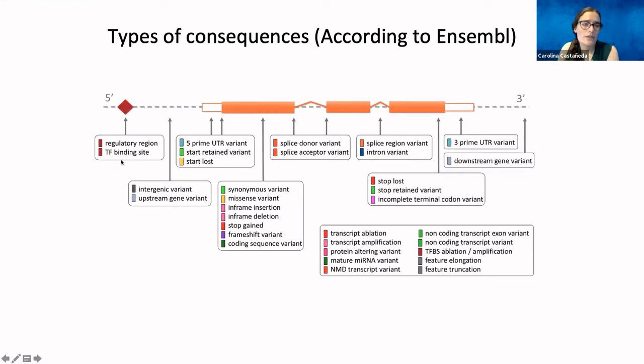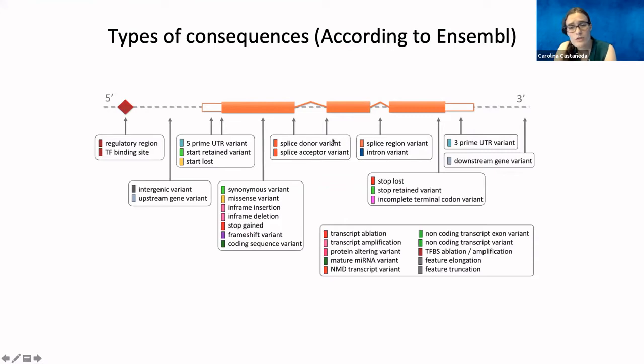And we can see that the regions of this transcript are tagged differently. For example, this would be a region that's tagged as a regulatory region with transcription factor binding sites. This could be an exon, this could be an intron, and variants that fall here would be splice donor variants or splice acceptor variants, and so on and so forth.